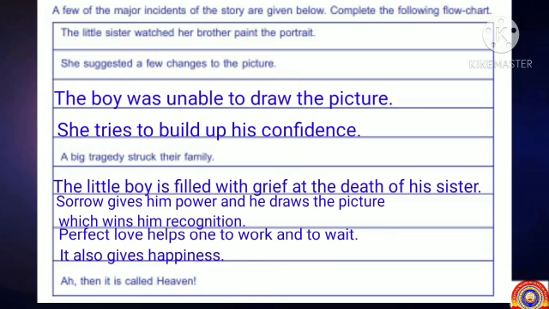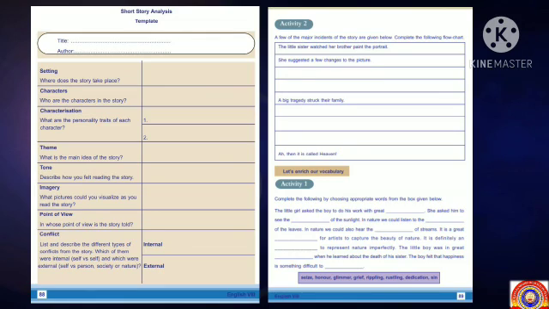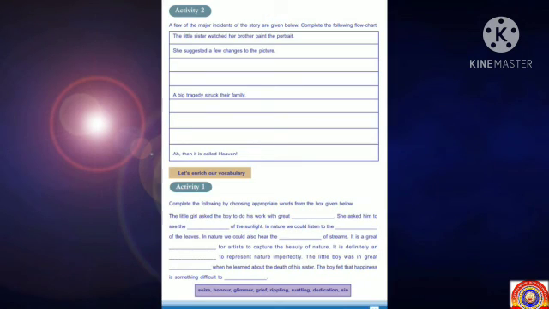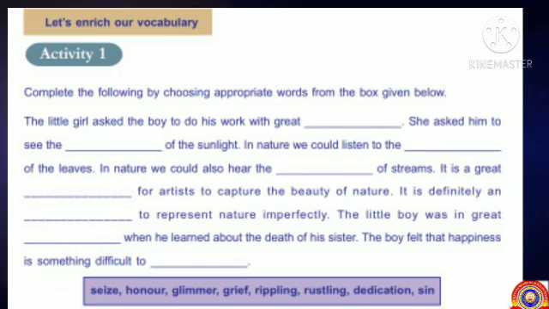Hope you all understood this activity. Students, all of you do these two activities in your textbook, okay? And study it very well. Students, in page number 89, the next section is Let's Enrich Our Vocabulary. Here, activity 1 is a homework for you. Do it yourself. Students, we will discuss this activity in the next class.